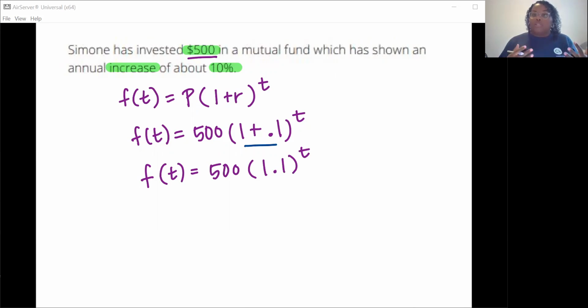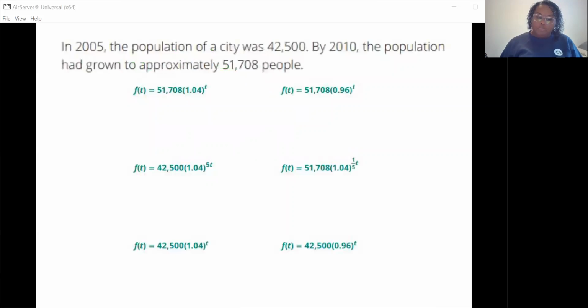Now let's see if we can read a scenario and match that scenario to a specific function. So here we're talking about the population of a city, which starts at 42,500. So since that's the initial value that I'm given, that's going to be my P value or my a value if we're thinking of it in terms of the general structure of an exponential function. By 2010, the population had grown to approximately 51,708 people. That word grown is again giving me the clue that this is going to be exponential growth.